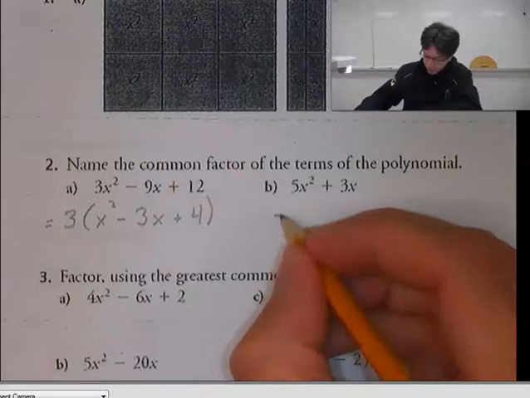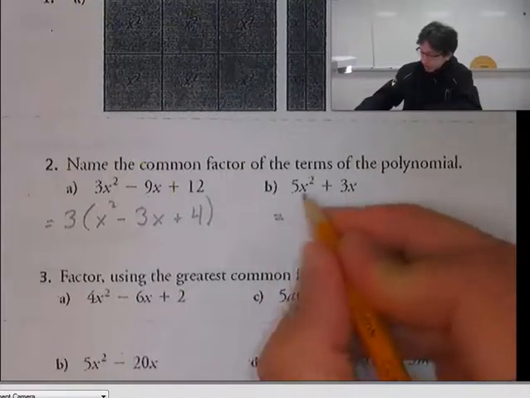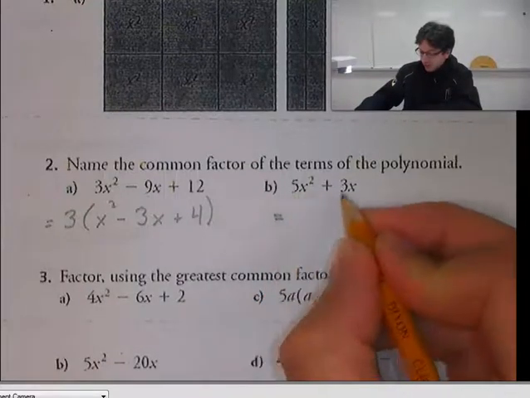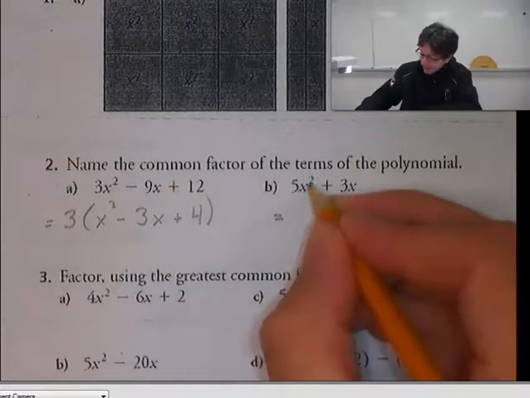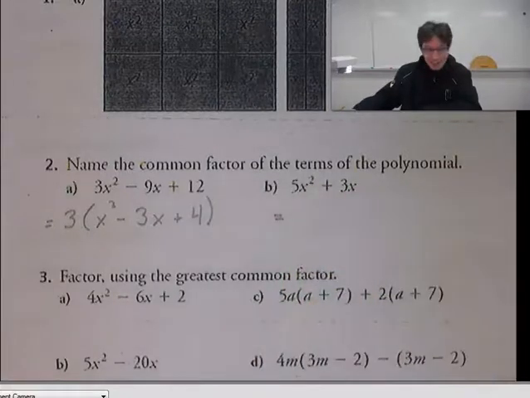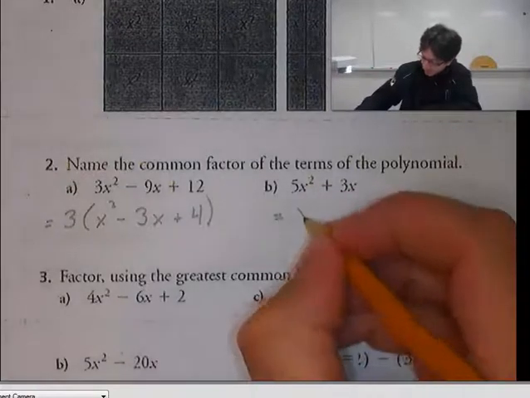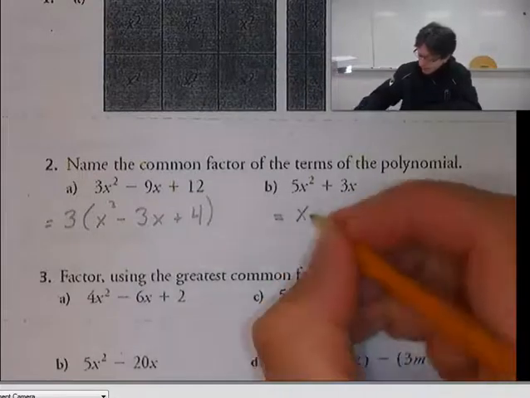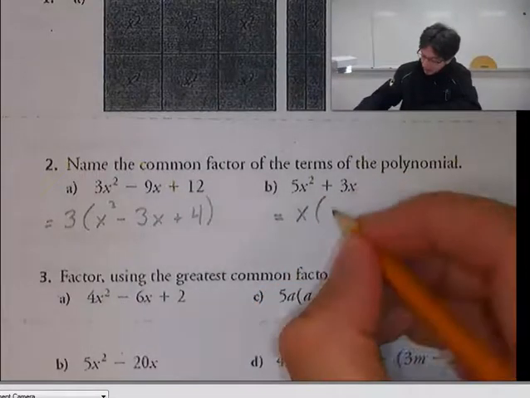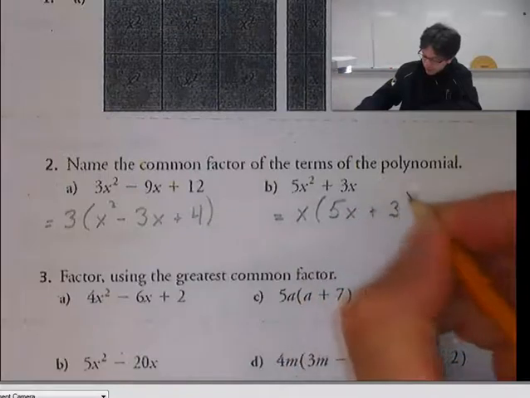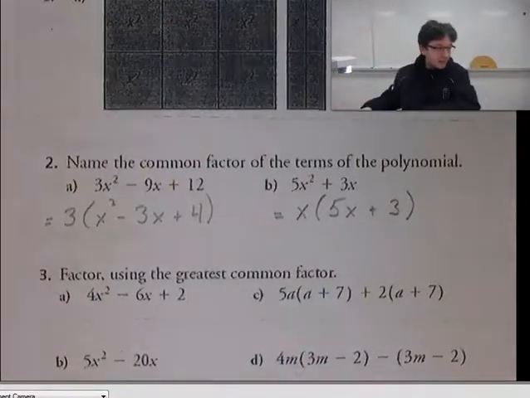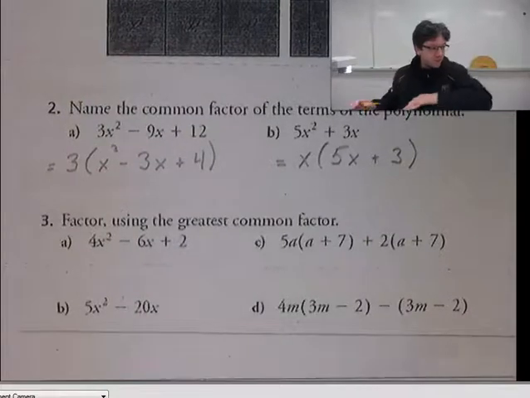With this one, the coefficients, it doesn't really look like there's a greatest common factor. Well, there is, it's 1, but we're not going to pull out a 1. However, this has an x squared and this has an x. So we can pull out an x, or a 1x, but again, I'm not going to write the 1. And then that'll give us brackets of 5x plus 3. So I'm going to pause there and let you try question 3 on your own, and then we'll take it up.